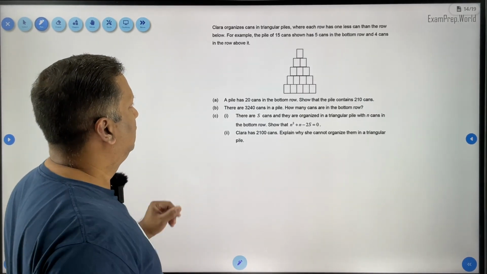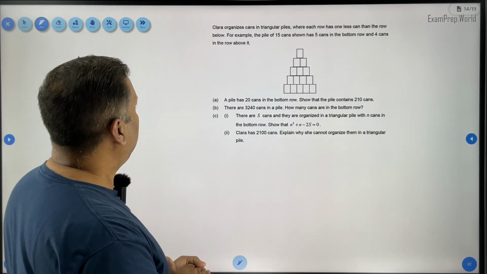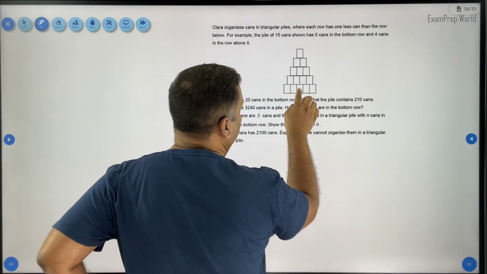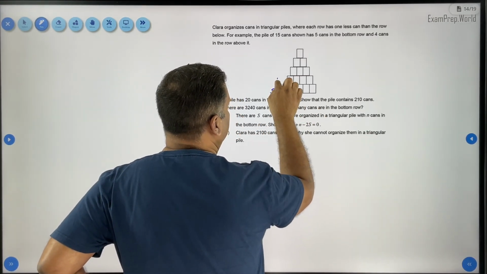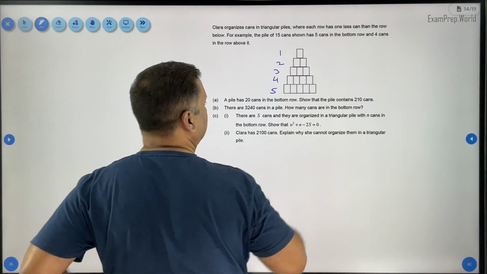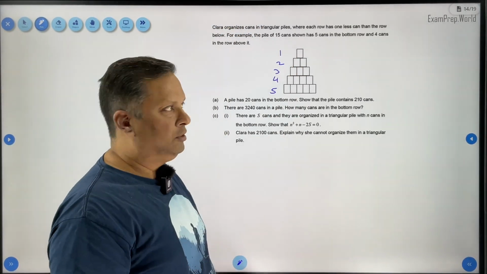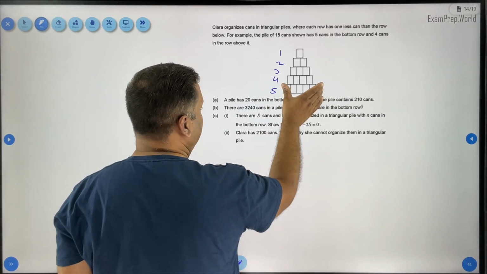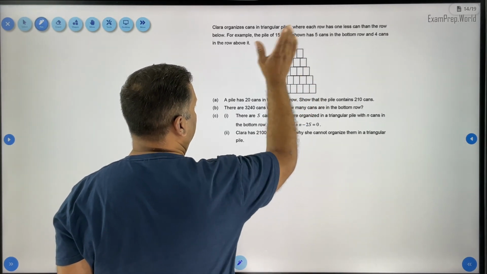Okay, this is nice. Clara organizes cans in triangular piles. She kept how many first? 1, 2, 3, 4, 5. 5, then 4, then 3, then 2, then 1. She is piling up like this. How many rows are here? 1, 2, 3, 4, 5 rows are there. In the 5th row, she has 5 cans, for the 4th row 4, the 3rd 3, and so on.